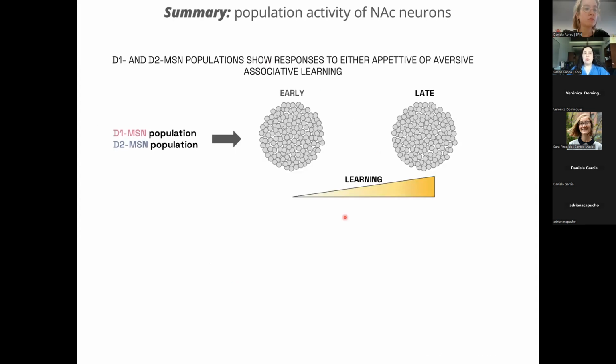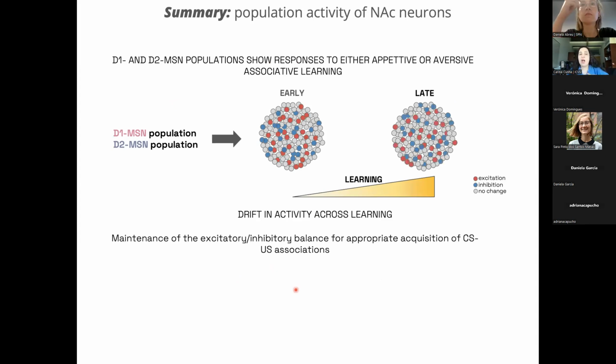So I hope that until now, what I was able to show you or convince you of is that both D1 and D2 populations show responses to both appetitive and aversive associative learning, with these populations showing a specific excitatory-inhibitory pattern that, although it is maintained across learning, actually drifts, and other cells will be excited and inhibited, although the total proportions will be maintained. This excitatory-inhibitory balance will still be necessary for the appropriate acquisition of these CS-US associations.